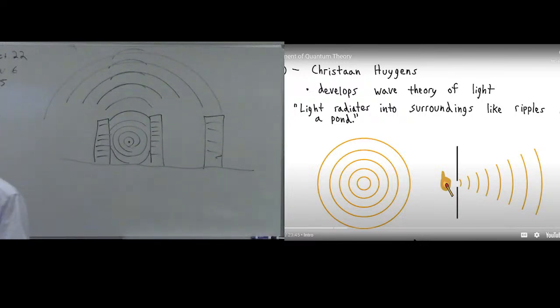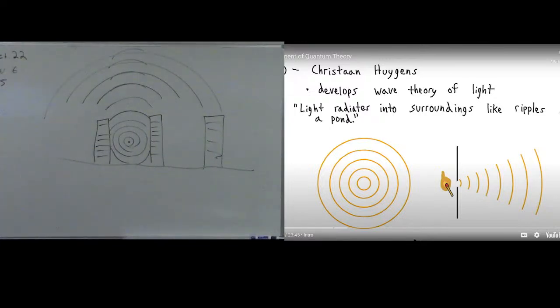So on the one hand, you've got light behaving as a particle, right? It bounces. On the other hand, you've got it acting as a wave. Particles and waves don't seem to be the same thing. They don't seem to behave the same way. So which one is it?